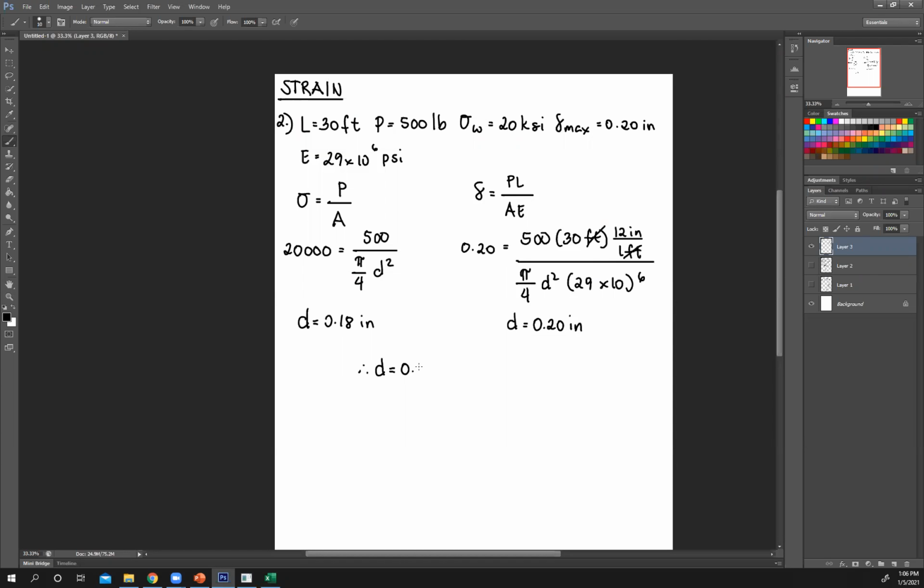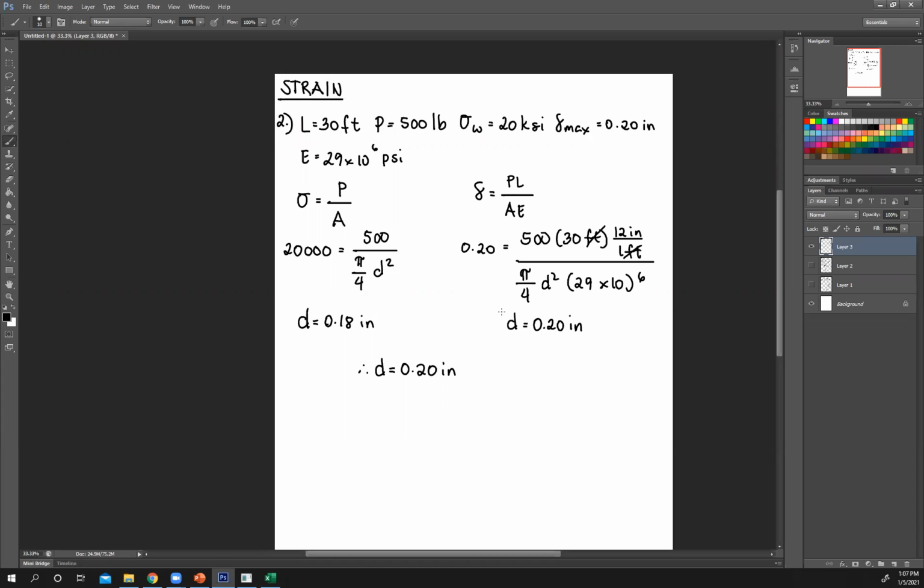You're still not used to choosing which one to pick. Why? If I use 0.18, the elongation will exceed 0.20.